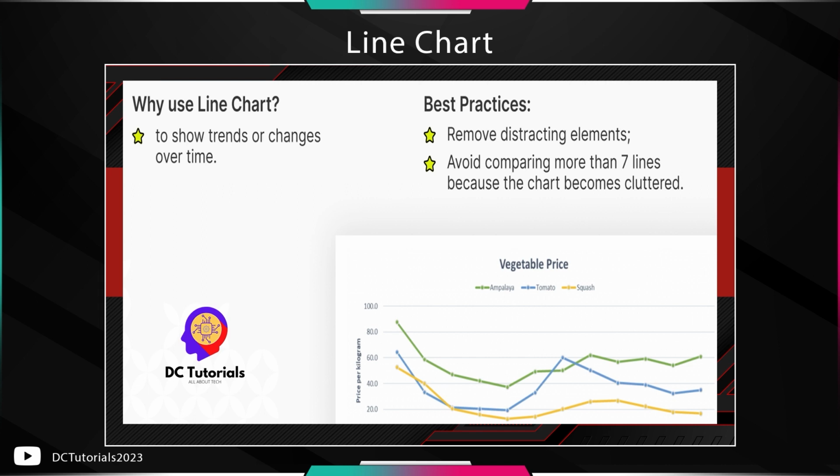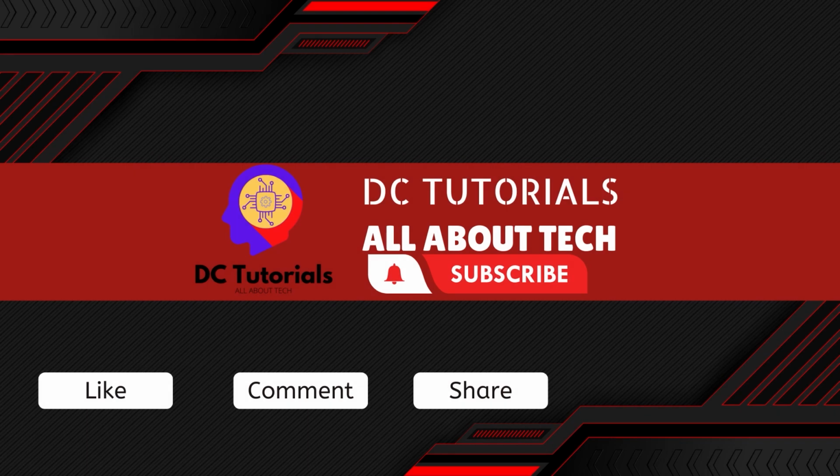In summary, we have learned that we will use line chart to show trends or changes over time. And for some of the best practices, always try to remove distracting elements and avoid using more than 7 lines, because usually our chart becomes cluttered.